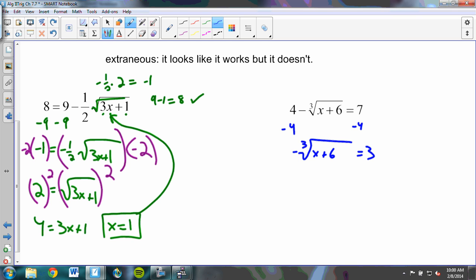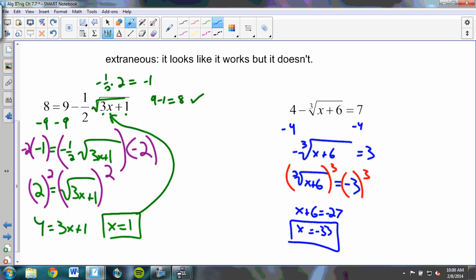Well, I can't have a negative third root. It's got to be a positive third root. So I'm going to divide both sides by negative 1. And then a cube root. Get rid of the cube by cube root. So this both gets cubed on either side. I get x plus 6 equals negative 27, which means that x equals negative 33.